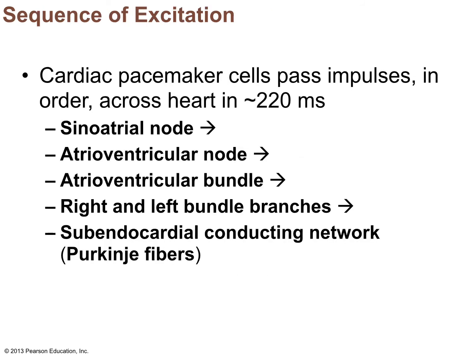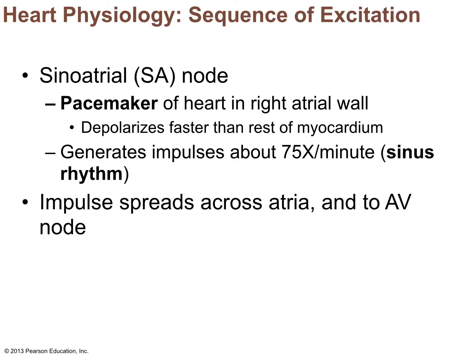So now we're going to talk about the sequence of excitation, essentially the nerve impulse as it moves through the heart. And it's going to start at the sinoatrial node. The impulse moves across the heart at about 220 milliseconds, so this is a very fast event. Let's start off with the SA node. The SA node, known as the sinoatrial node, is also known as the pacemaker of the heart. It's in the right atrial wall.